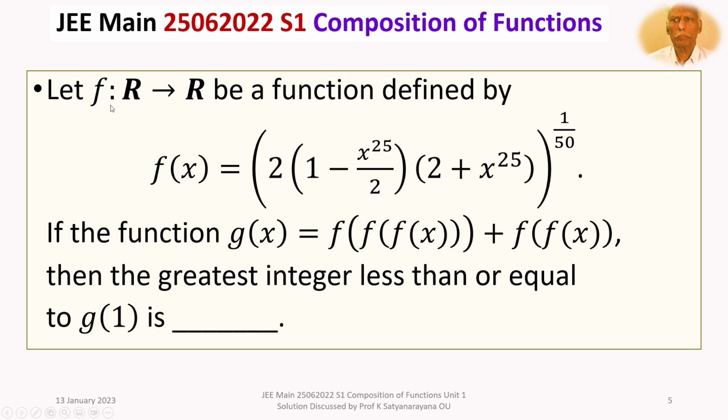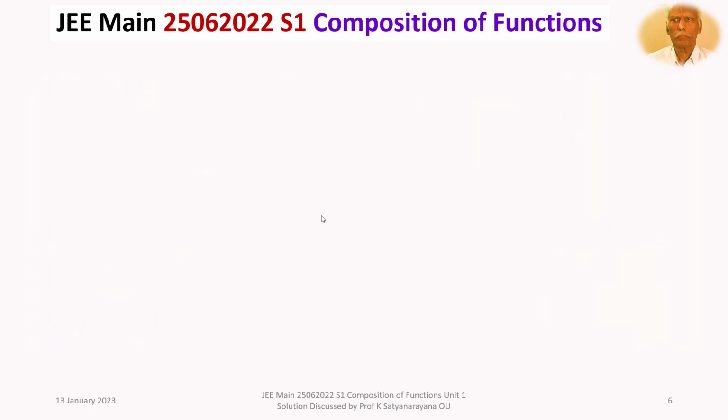we have a function f from the set of real numbers into itself defined like this, and g of x is given as f of x plus f of x. Then we have to find out g of 1. Then what is the greatest integer less than or equal to this g of 1 we have to find. We now discuss the solution of the problem in detail.